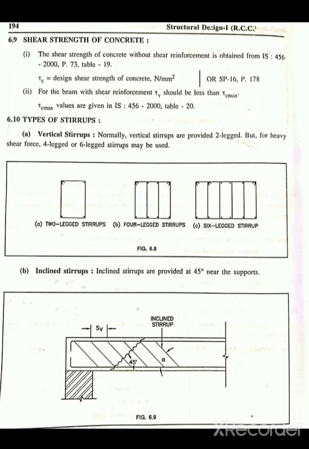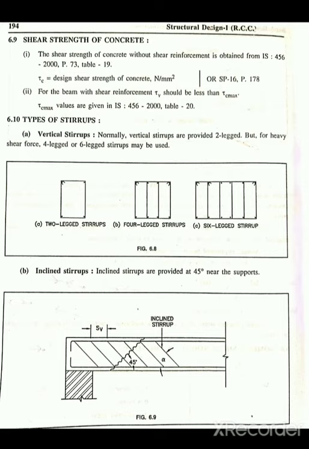Now for a simply supported beam at mid span, at the center of the simply supported beam, bending moment is equal to WL/8, shear force is equal to 0, tau equal to 0, theta equal to 0, Pn1 equal to P. Now nominal shear stress tau V equal to Vu upon Bd, where tau V equal to nominal shear stress, Vu shear force, B equal to width, D equal to effective depth. Now shear strength of the concrete. The shear strength of concrete without shear reinforcement is obtained from IS 456 2000. For a beam with shear reinforcement, tau V should be less than tau C maximum. So tau C maximum values are given in IS 456 2000.